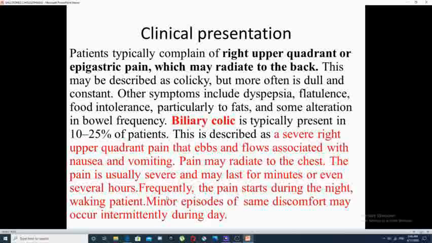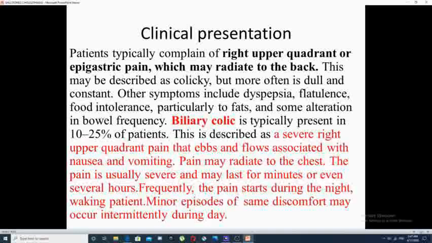Clinical presentation of patients with gallstones. Typically, the patient complains of right upper quadrant abdominal pain or epigastric pain, which may radiate to the back. This may be described as colicky pain, but more often it is dull and constant pain. Other symptoms include dyspepsia, flatulence, and food intolerance, particularly to fats.